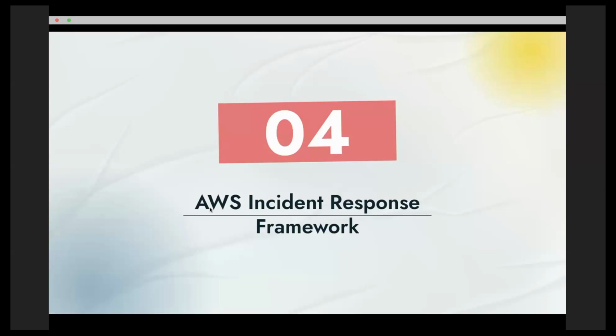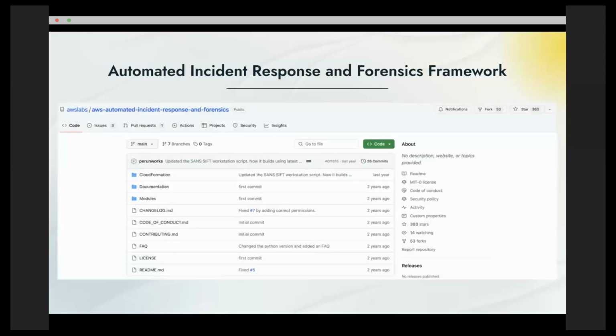The last section is the automated incident response framework. All the steps which we saw, the memory snapshot, the disk snapshot, can be automated using this project. That's an open source project provided by AWS Labs. You can see CloudFormation templates are there. You basically need to deploy these CloudFormation templates that will have step functions in them.